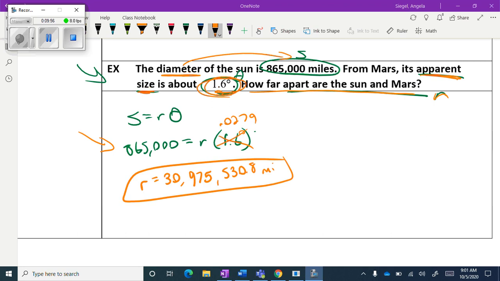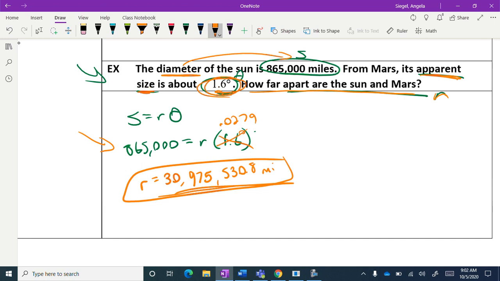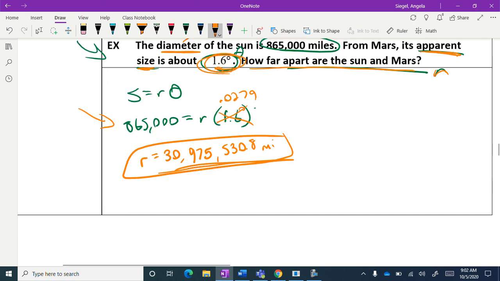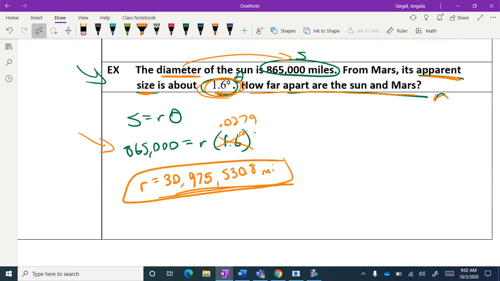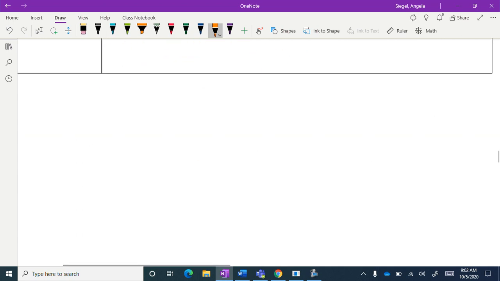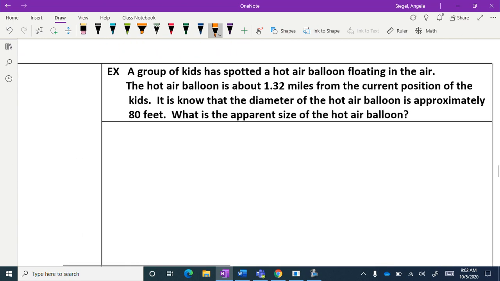So it ends up being this huge number right here, miles away. So if you'll just think about every one of these as an S equals R theta problem, they're really not too bad. So let's go ahead and try this one. Go ahead and just set it up, see what you can do. I'm going to turn you loose on this one.